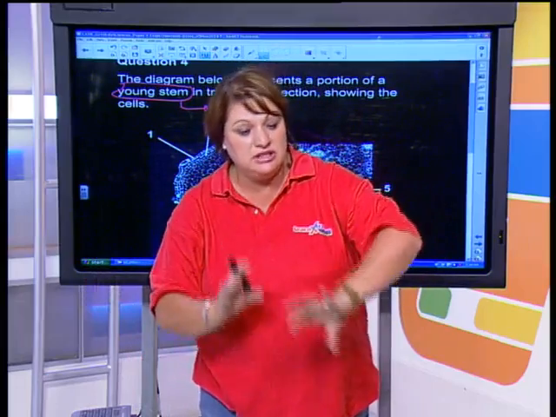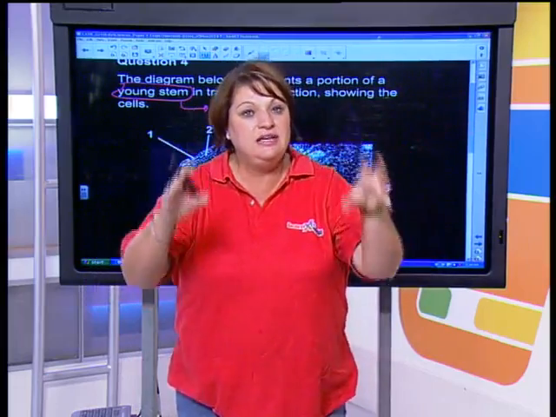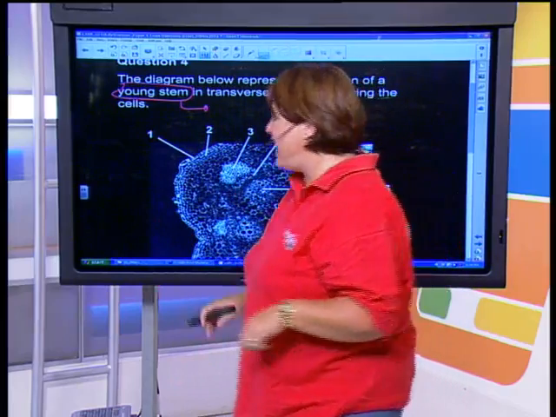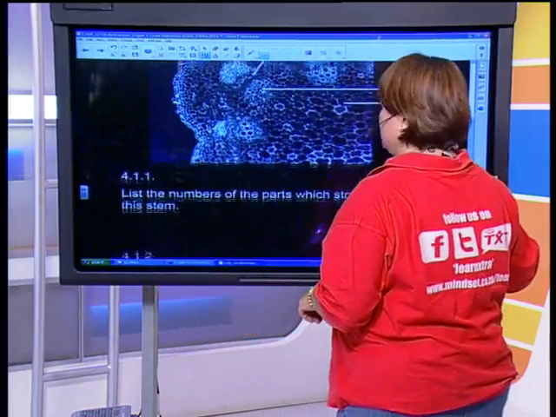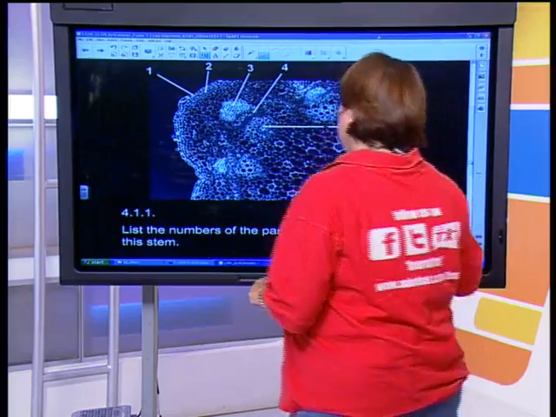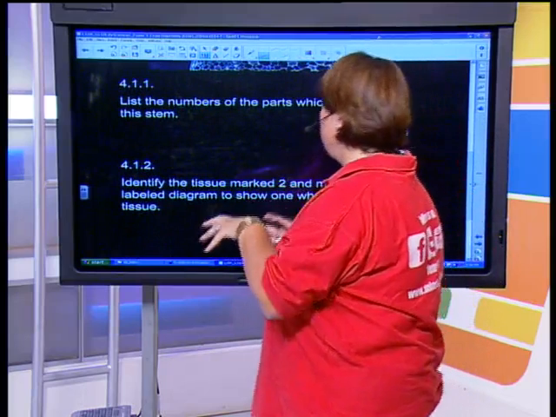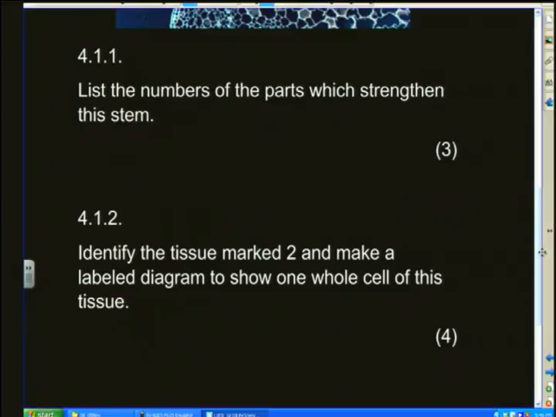We looked at the structure of the root. We looked at the structure of the leaf. Leaves, roots and stems are all made up of plant tissue. So when I look at this diagram, not only am I asking you to know the plant organ, I can ask you plant tissue questions as well. The first question is, list the numbers of the parts which strengthen the stem.